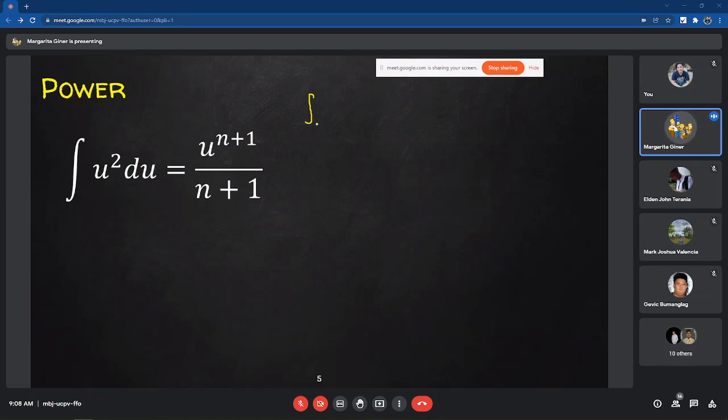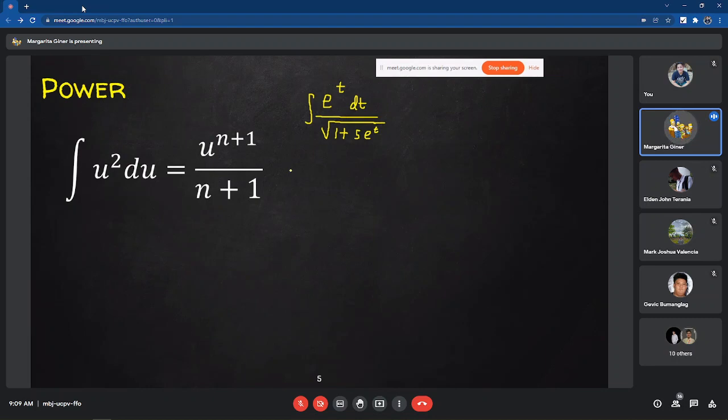Combination ni logarithmic at ni power. So, let's say, ang equation niya is e raised to t dt. Divide natin siya by square root of 1 plus 5e raised to t.